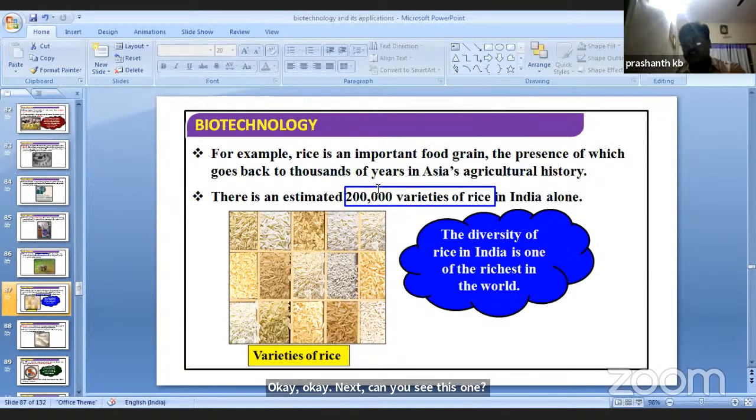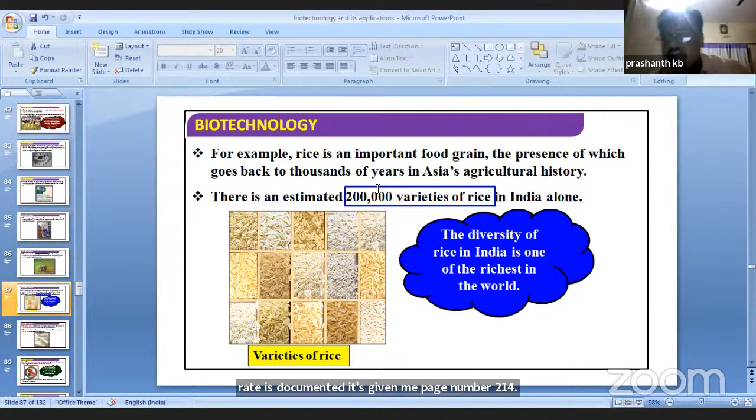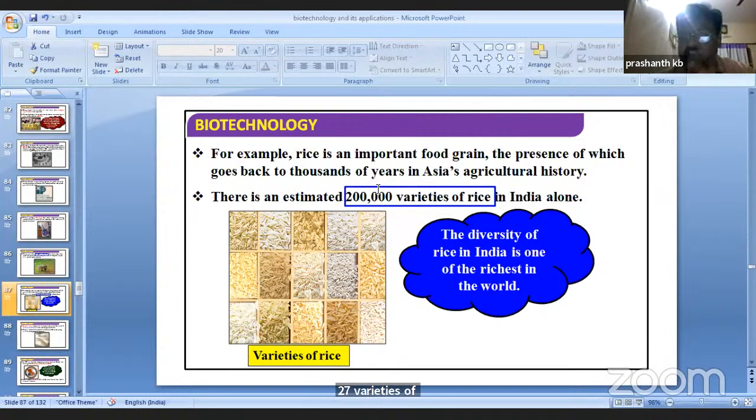Here, one more thing I would like to say. They have given it in page number 214, this is a 2 marks question, students. Biopiracy with respect to basmati rice. India is famous for basmati rice. There are 27 varieties documented, you should remember that. 27 varieties of basmati rice were documented in India. What is the specialty of basmati rice? Flavor and aroma. It is given in the NCERT book.